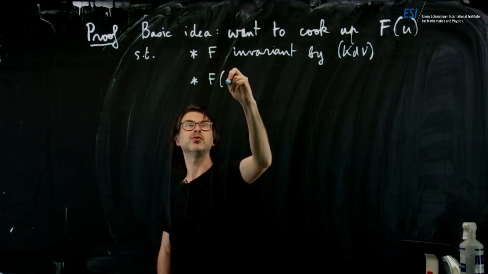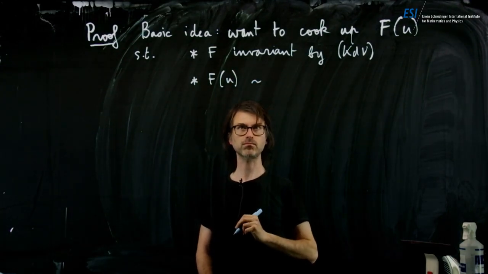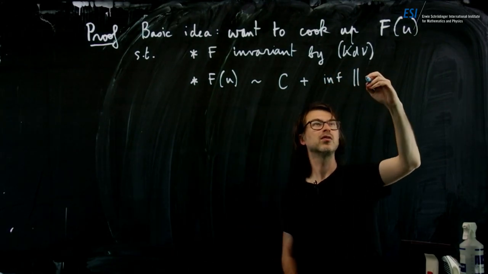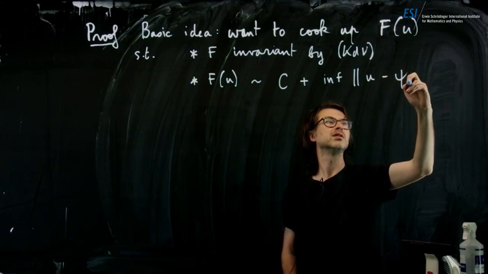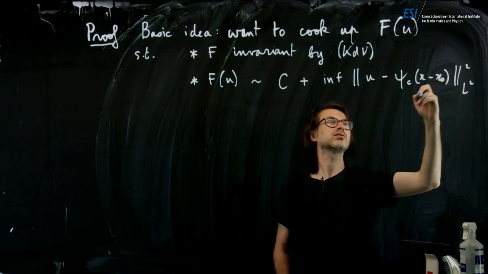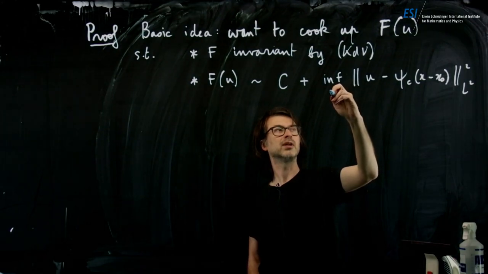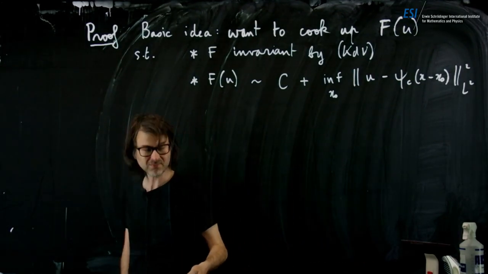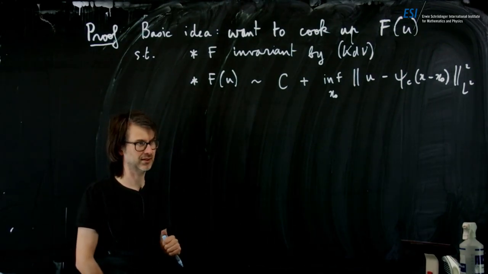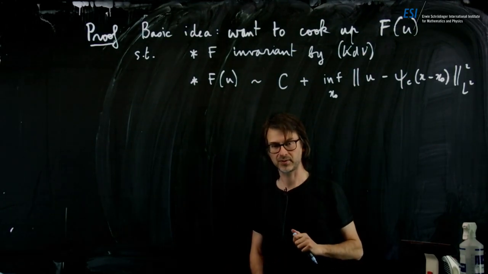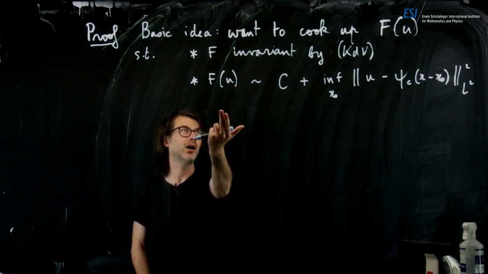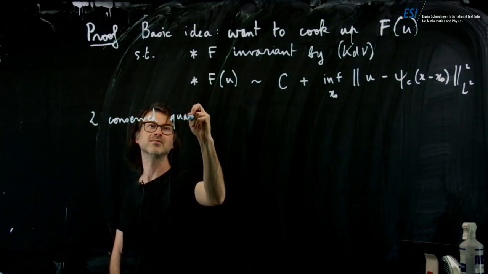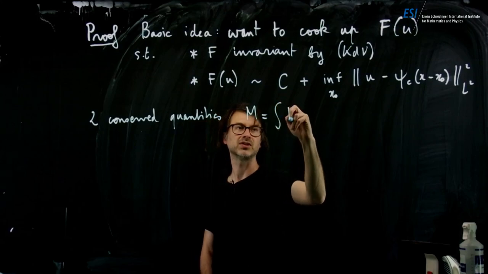And F of u looks like a constant plus something like the infimum of the norm of u minus psi c of x minus x naught in L2 squared, and the infimum is over x naught. If we had something like that, then we would be done, because the conservation of F would be exactly the statement of the theorem. So how can we hope to cook up such a functional? Well, we have two conserved quantities, which are the mass, once again, and the energy.